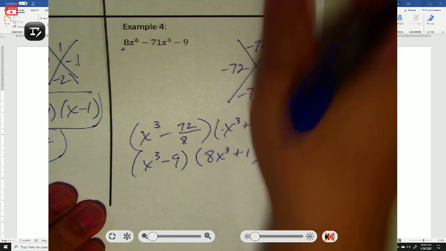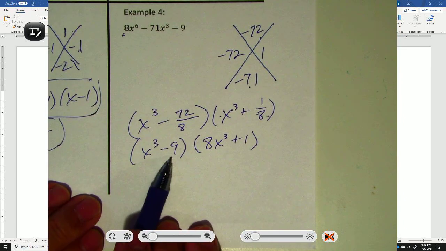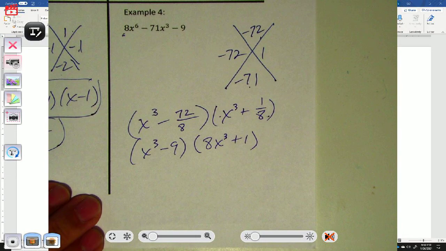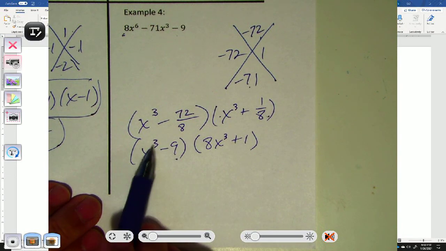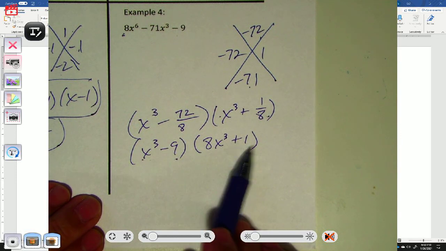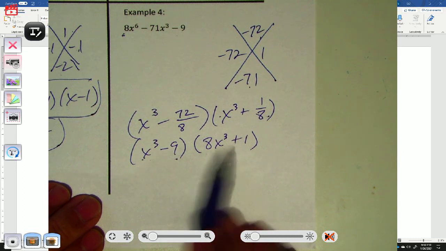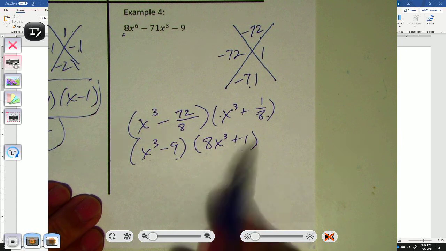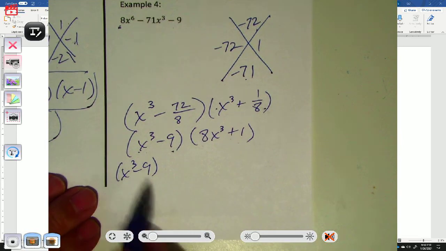So that's that. Now, 9 is not a perfect cube. It is a perfect square, but it's not a perfect cube, so you can't do anything with that because that's a cube, not a square. However, here 8 is a perfect cube and 1 is a perfect cube. So this is a sum of 2 cubes. So I'm just going to copy the x cubed minus 9 because I can't do anything with that. 9's not a perfect cube.